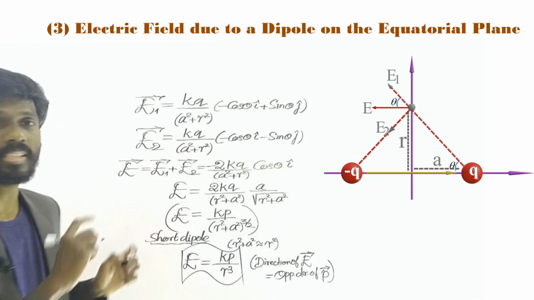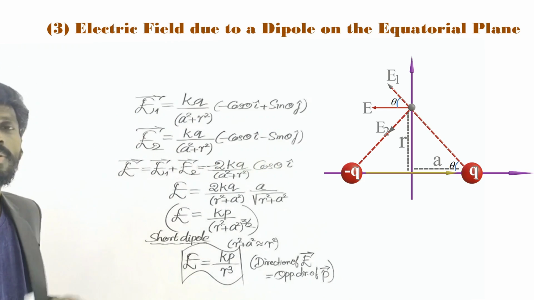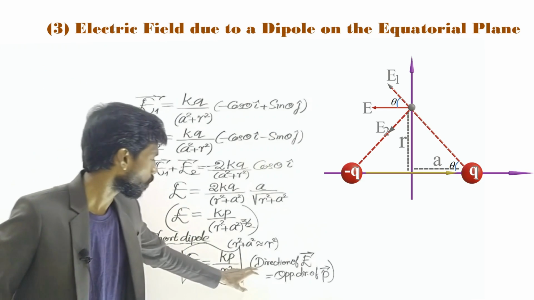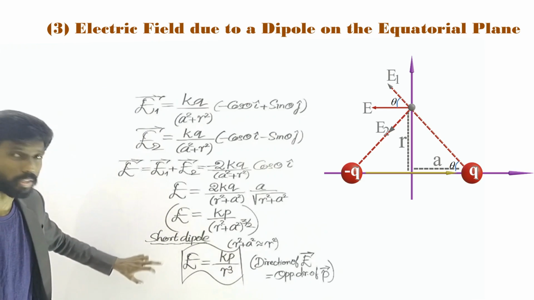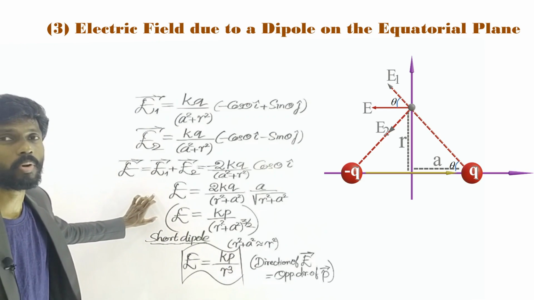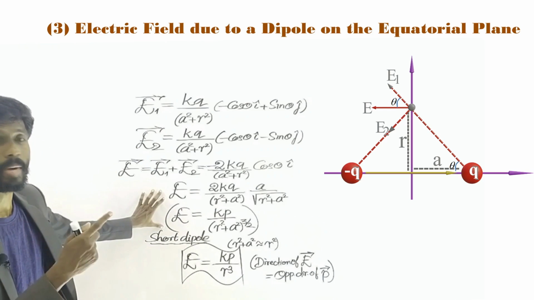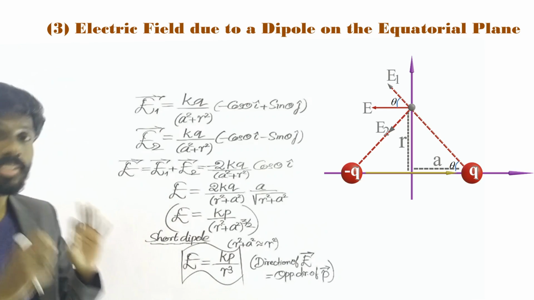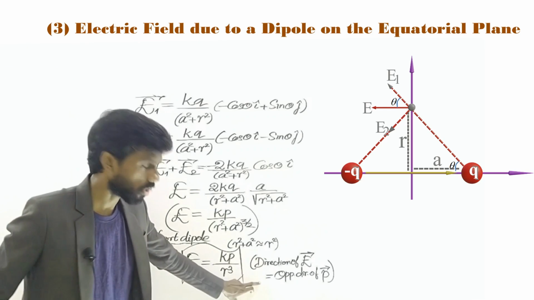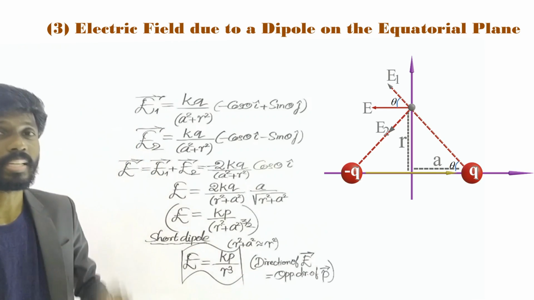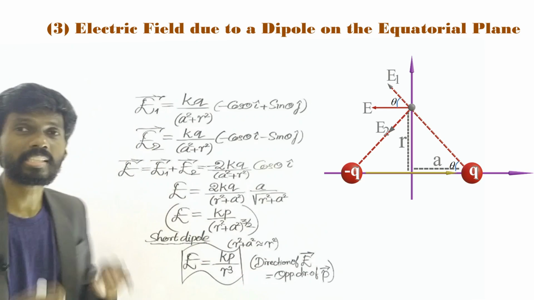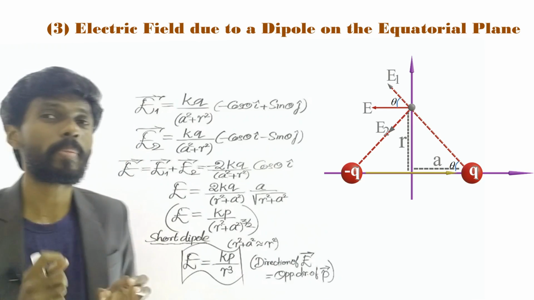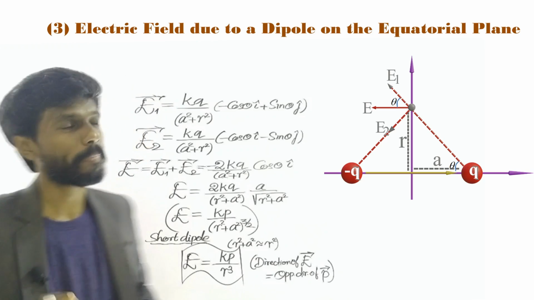So in these two cases, the direction is either parallel to the dipole moment or anti-parallel, the opposite direction. These are the two things we have to remember. This is the electric field due to the dipole at a point on the perpendicular bisector, and this is a particular case where the dipole is considered to be a short dipole and the direction is opposite to the direction of the dipole moment. So this is the second case of electric field due to a dipole, where the point is on the perpendicular bisector. Is that okay? Yep.